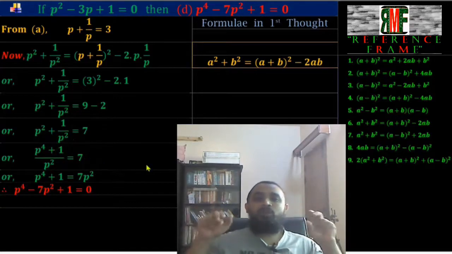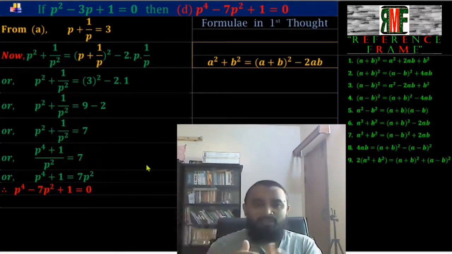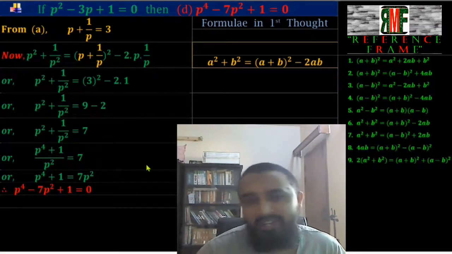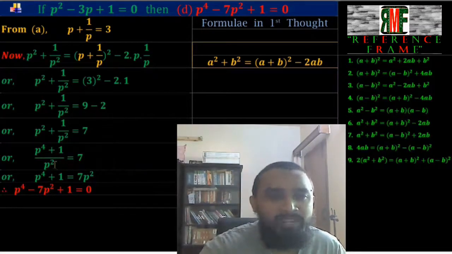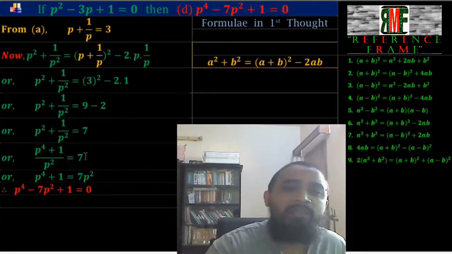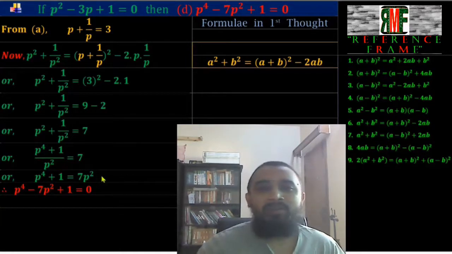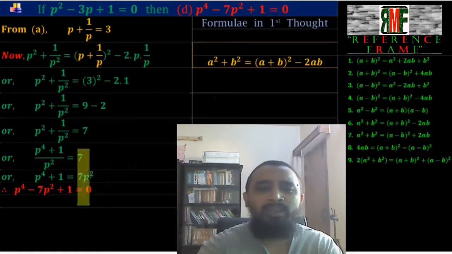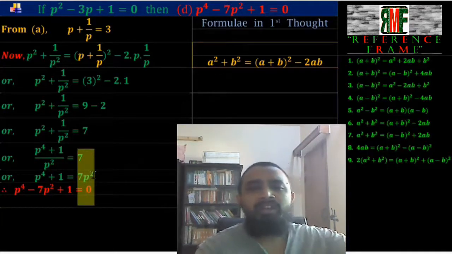Now all we need to do is cross multiplication. What are you going to get? For cross multiplication, p to the power 4 plus 1 will be the same as it is on the left hand side, and p square will be multiplied with 7. It's going to be 7p square. Now what is our requirement on the right hand side? 0. So we'll move 7p square to the left hand side.